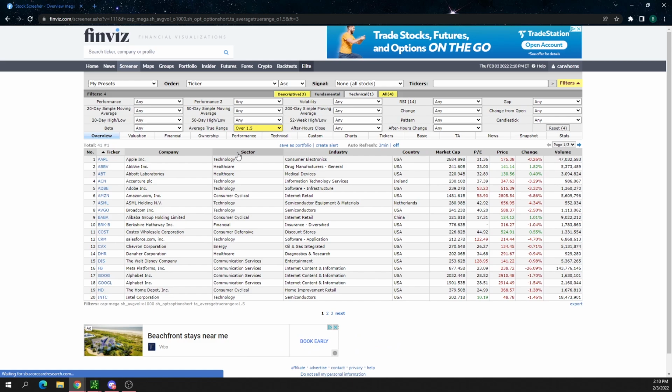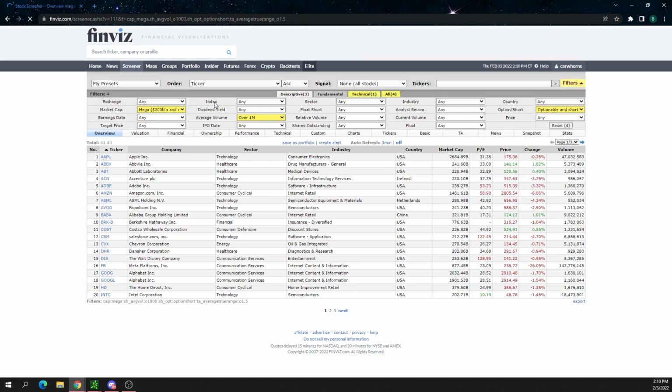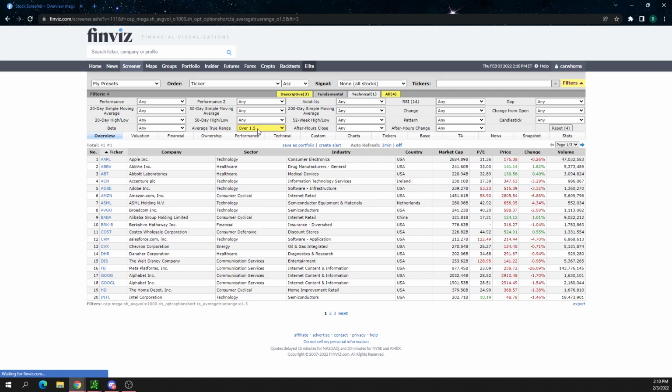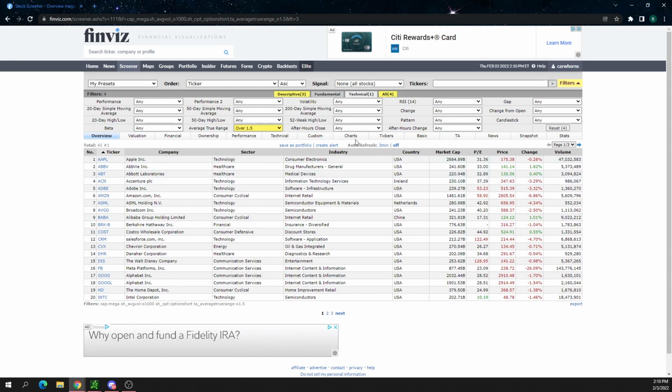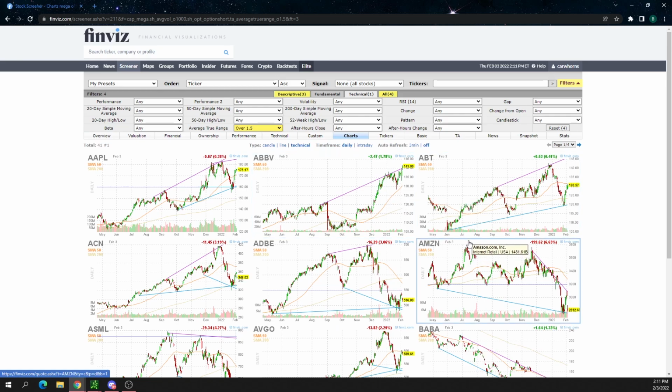Now, again, if you're a swing trader, this is going to be perfect. If you're a day trader, set it to over 3 or over 4. And then again, you can flip in between the market caps, whether it be large or mega. So we're going to keep it at 1.5 for now, again, because we're trying to find stocks that we can swing trade plus day trade. So now once you have all of this put in, all you need to do is click on the charts.